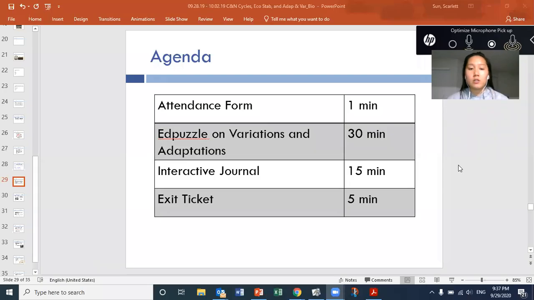So, as you can see, we have our agenda, which means you have to first do your attendance form. So if you haven't done that yet, pause this and then go do your attendance form. Second is going to be this Edpuzzle on variations and adaptations. And then you're going to work on your interactive journal. If you're a B day, you're going to be working on section 1. And if you're an A day, you're going to be finishing up section 3 and turning in your interactive journal after this. Lastly, you have an exit ticket before you leave the Google Meets today. Make sure you get that done in the correct order so that you get the best possible score you can on your exit ticket.